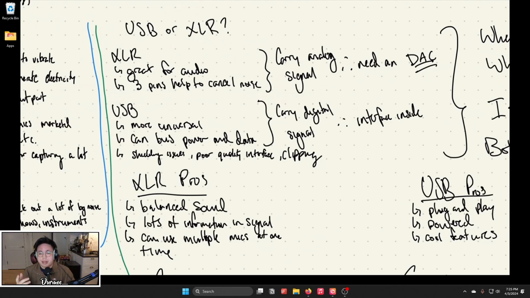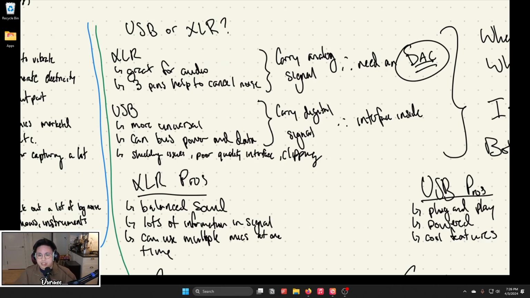Because our computers read digital signals. That's why when you plug a USB cord into your mic and then into your computer, it already knows how to pick up that sound and audio, because it's digital. However, if this XLR mic is transferring over an analog signal, we need to do something to convert it to a digital signal. That's what we call a DAC. So a DAC is a digital analog converter.